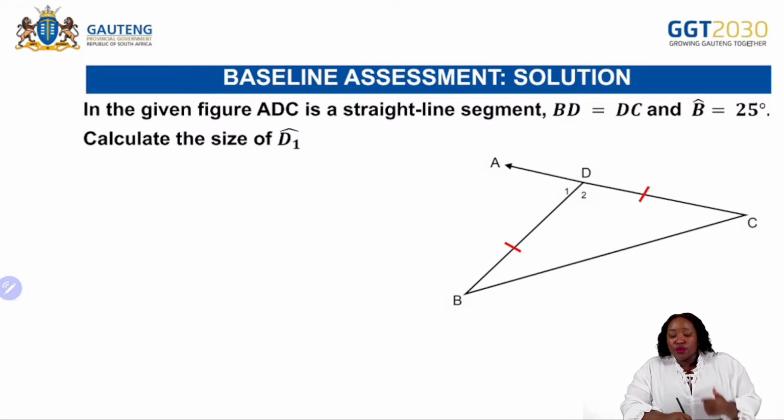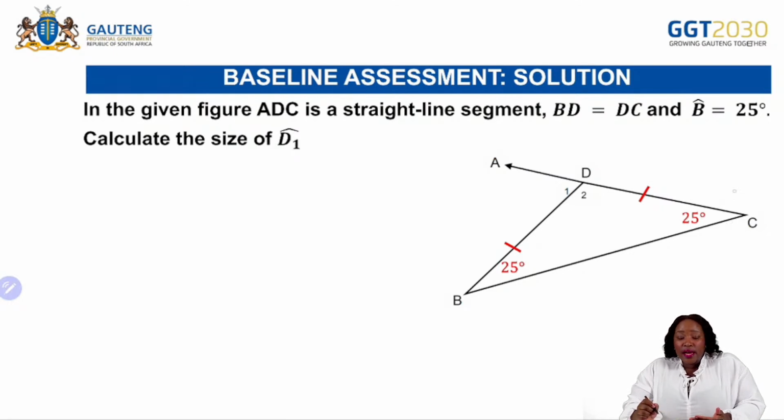BD is equal to DC. Now, what type of triangle do you get between B, D and C? You now have an isosceles triangle, okay? Right, and then you're told that angle B is 25 degrees. So if you fill in the 25 degrees for angle B, what other angle is going to be 25 degrees? It will be angle C, right? Angle C will also be 25 degrees, and you can write this down as well. C is equal to 25 degrees, and then you'll say angles opposite equal sides, right?